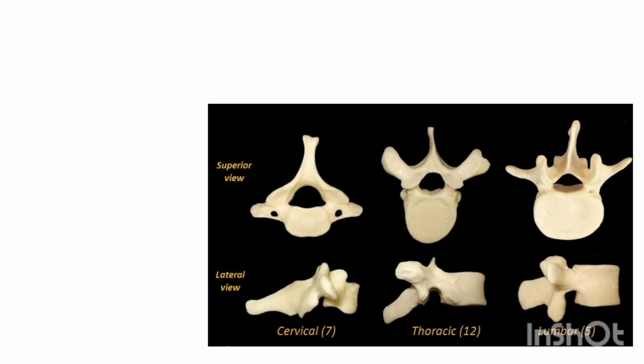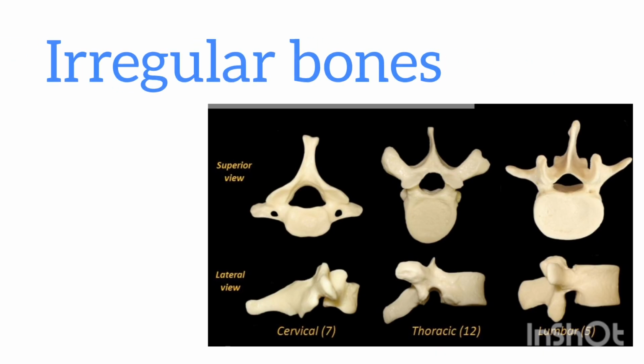Some bones don't fit neatly into the previous categories. These are called the irregular bones. The vertebrae are a classic example. Their complex shapes allow them to perform specialized functions such as supporting the body and protecting the spinal cord.